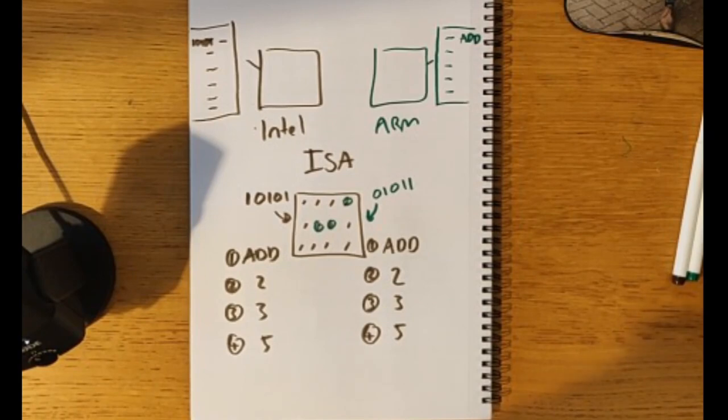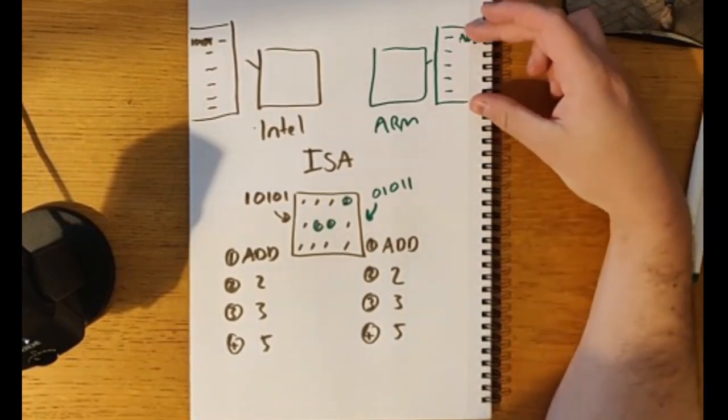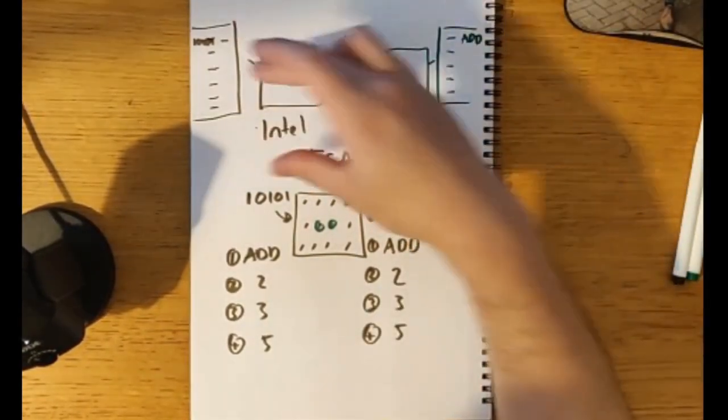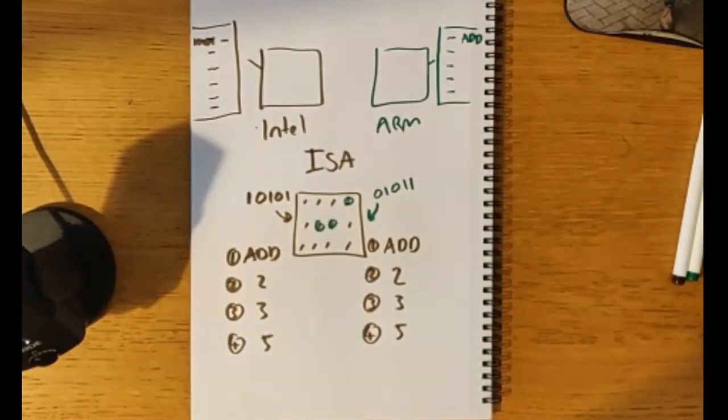So that's fundamentally the only difference between instruction set architectures. If you ever hear MIPS or ARM or PowerPC or SPARC or Intel or RISC-V, it's just describing the different languages, really, of what the bit patterns actually mean to the processor. And they're all different because they've been programmed in different ways.